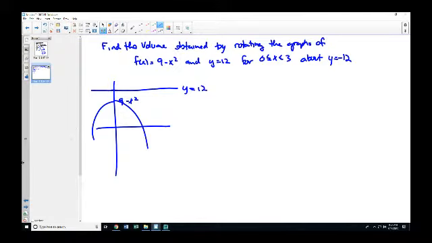Are those the right graphs? You said negative. Yes, it says y equals 12 and 9 minus x squared. The axis of revolution is negative 12. But it doesn't matter because you follow the same principles.